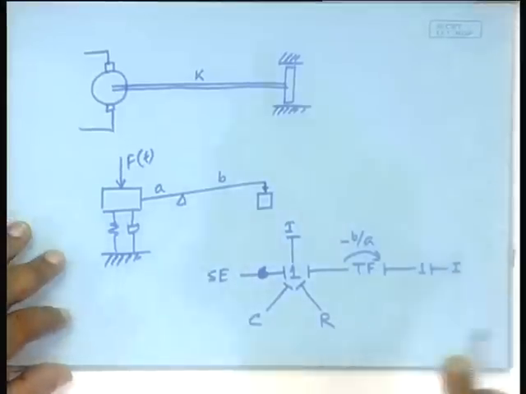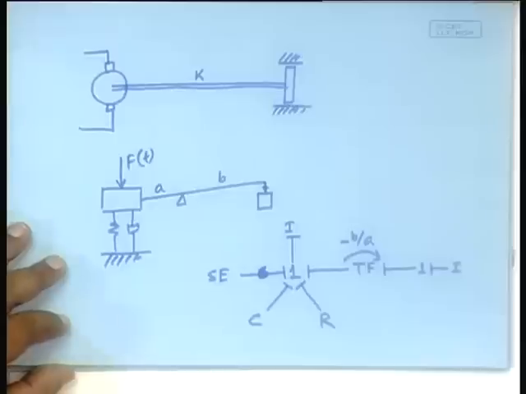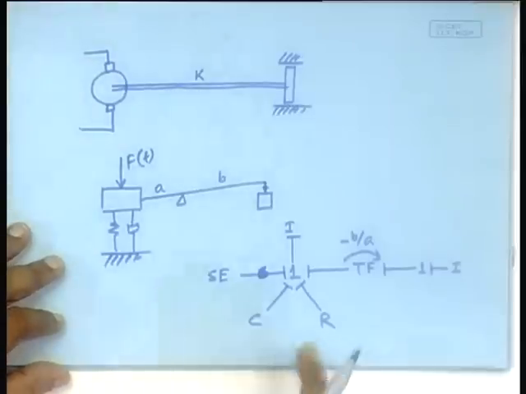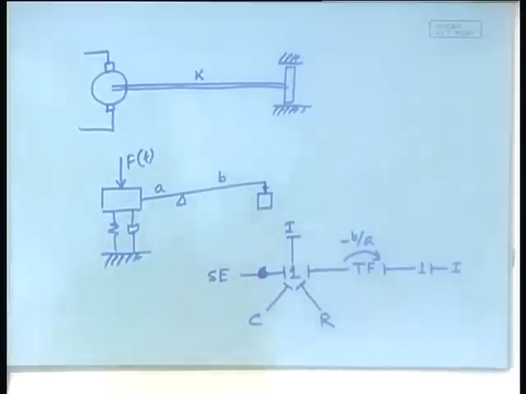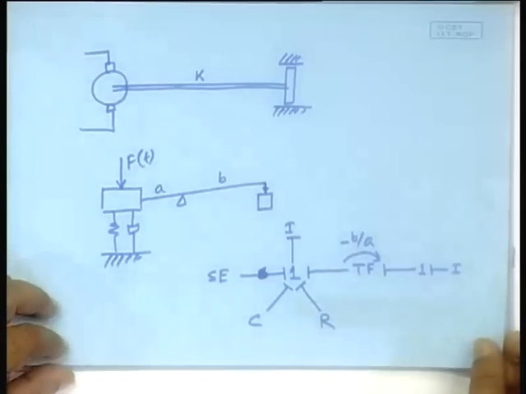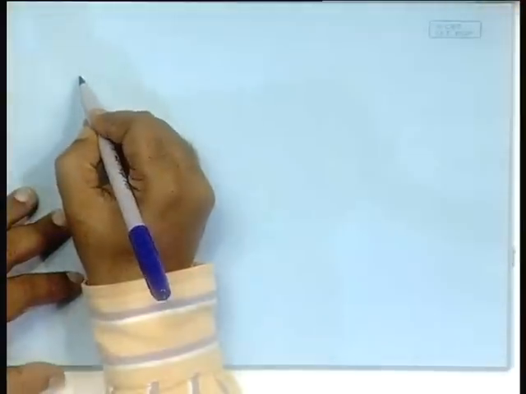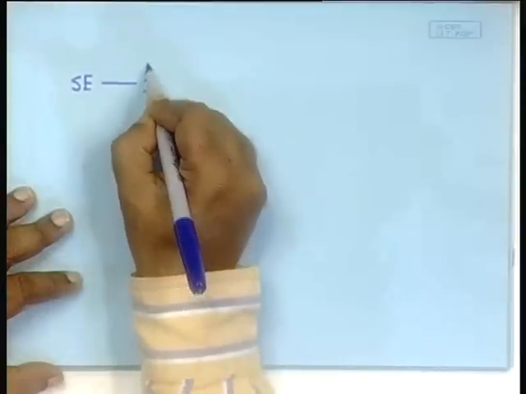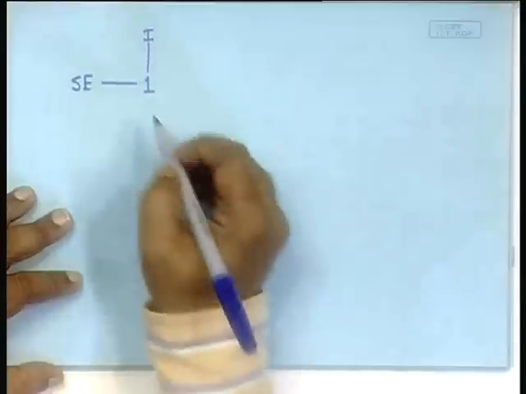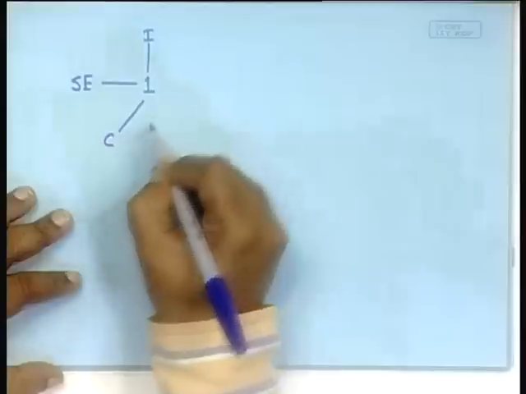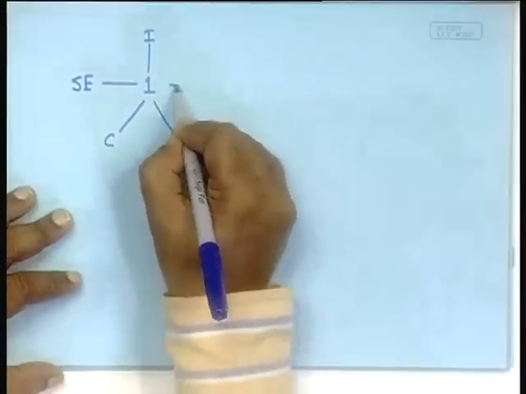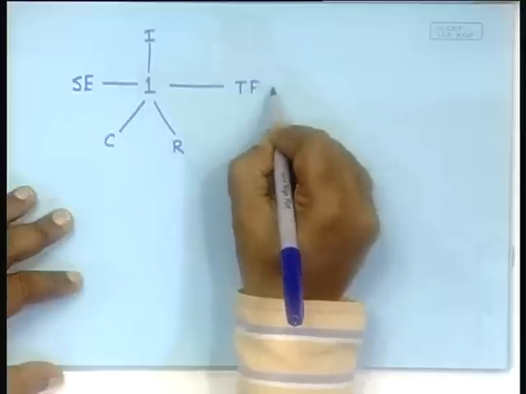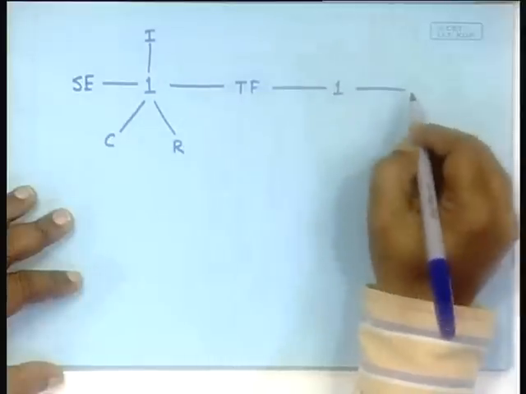Let us see. Suppose you have a system like this, and our objective now is, in spite of the fact that it has a differentially causal element, to obtain the differential equation. Let us see how to do it. Let me just copy this bond graph here, and then we will set off SE to a 1 junction, to an I, to C, to R, then transformer, to a 1 junction, to I.